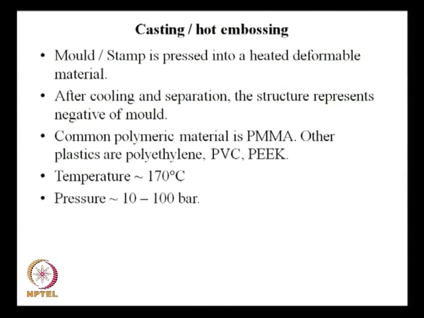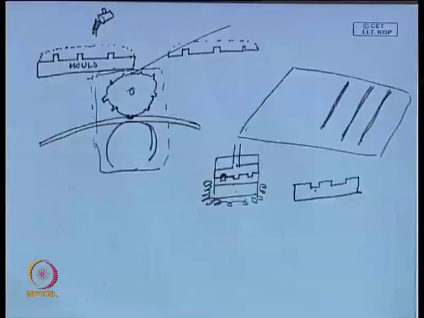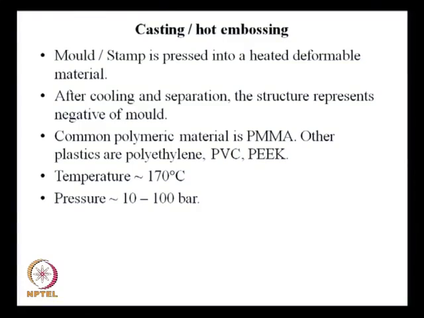This also goes by the name hot embossing. Basically you are heating the layer so that it becomes softened, and then you have a stamp which you put so that you form an impression, and that becomes the channel. So, that becomes the channel. Here this becomes the channel. All right.